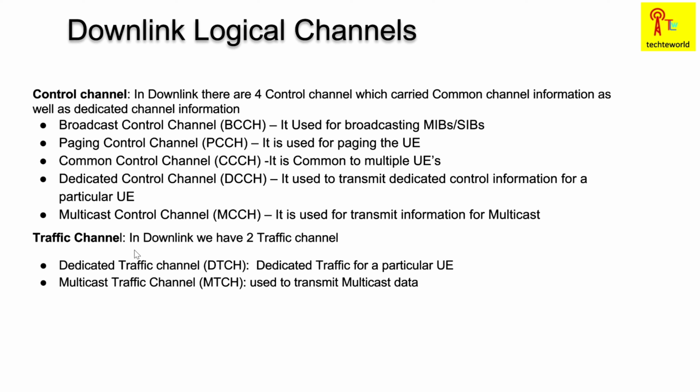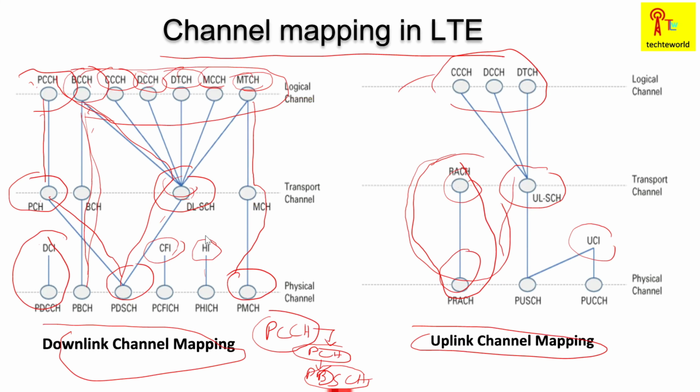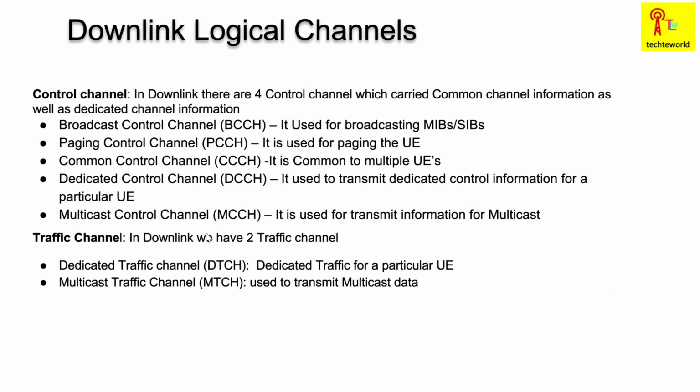So now we'll be discussing in detail the downlink logical channels. In the diagram, we have seen that there are various downlink channels: PCCH, BCCH, CCCH, DCCH, DTCH, MCCH, MTCH. What is the role of each channel, we'll be discussing here.